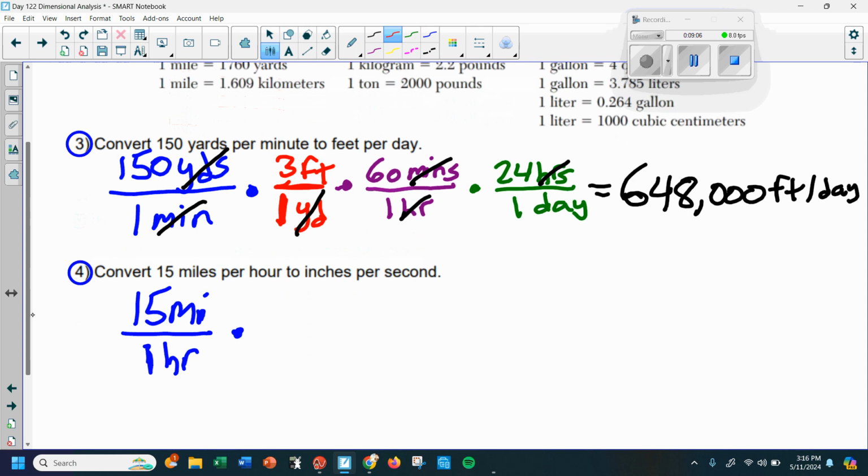Okay, so again, if miles is on top, then miles needs to be on the bottom. So 1 mile is equal to 5,280 feet. Okay, so that would get us into feet. We need to get into inches. So now we say, well, how many inches are in a foot? Well, think of your standard ruler. There's 12 inches to 1 foot.